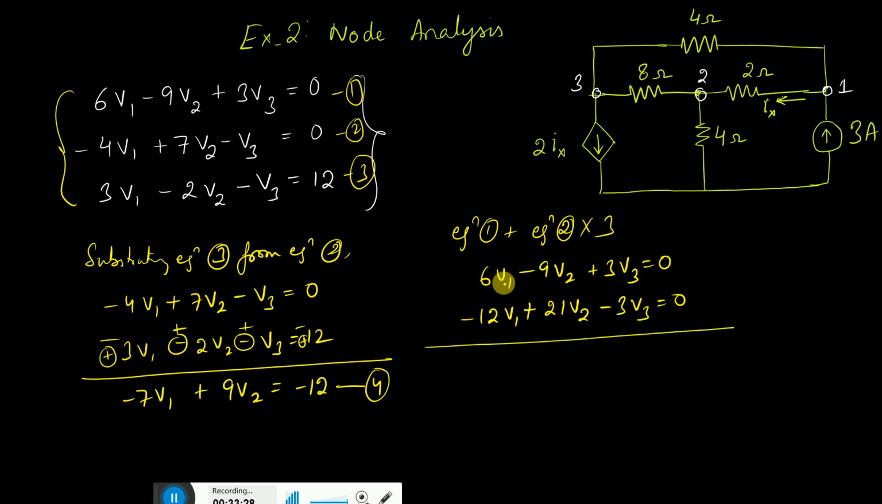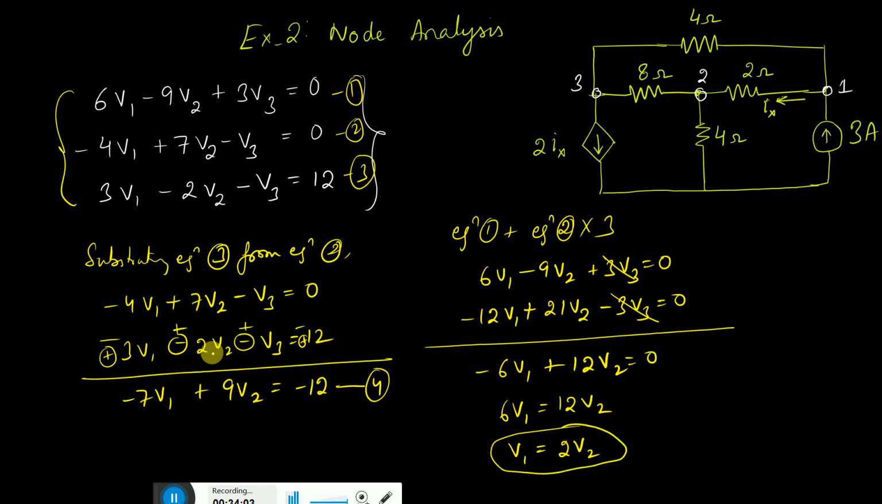So finally what we are going to get from these two is minus 6V1, and here the V3 terms will cancel out, and here also we are going to get 9 cut from 21, so it will be 12, so plus 12V2 is equal to 0. So what is the advantage? We are getting only V1 and V2, and here it seems that 6V1 is equal to 12V2, and we can easily write V1 is equal to 2V2. You can see how we are using a trick.